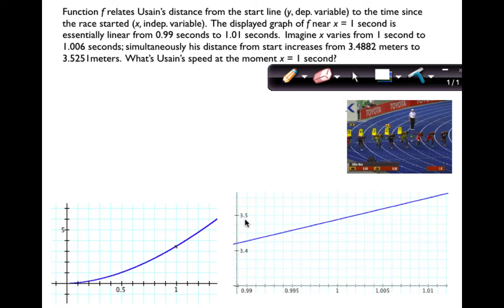So if I use the data from this zoomed in right around time 1, or this is a moment including 1 second into the race, I should be able to get something as close to that number I said earlier, like 6-point-something meters per second.